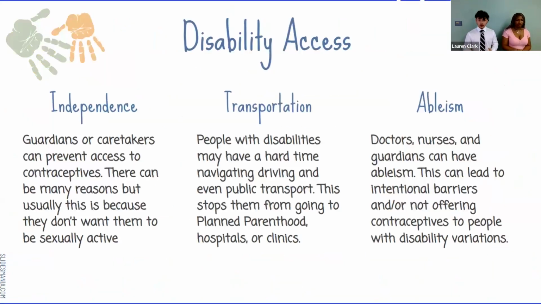To delve deeper into these barriers, we'd like to talk about independence, where guardians or caretakers of certain people prevent them from accessing contraceptives for a variety of reasons, but mainly because they don't believe these people have the freedom to be sexually healthy in their lives.